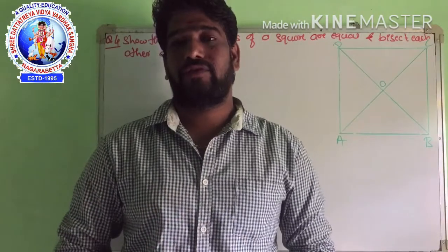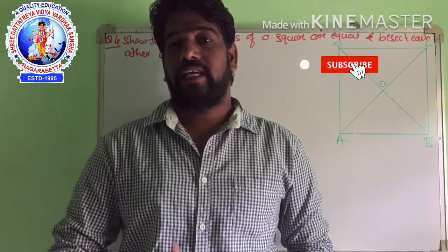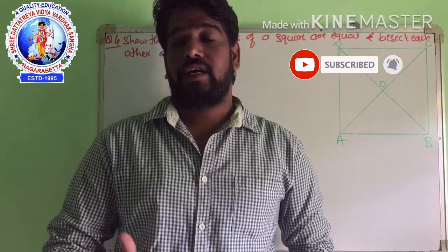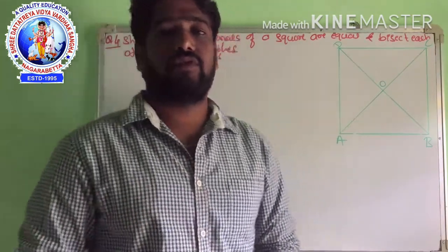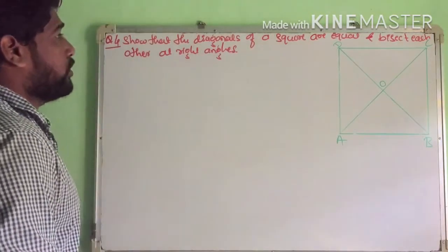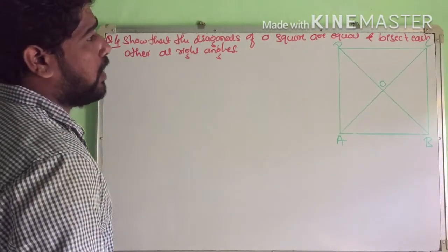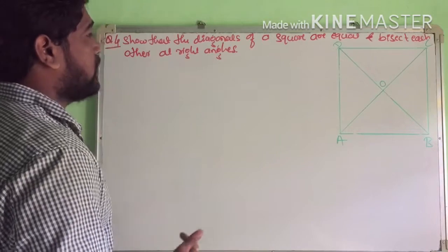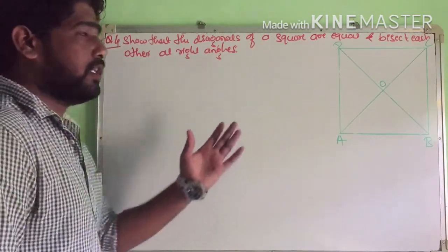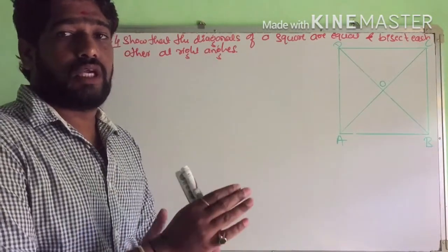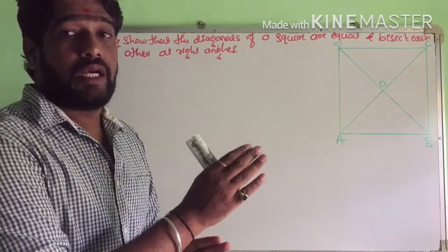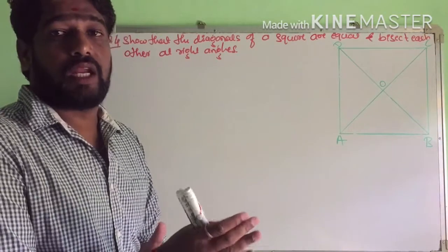So welcome back students. We are discussing quadrilaterals. In a previous section we discussed question number three, and in today's section I am going to discuss the fourth question. That is to show that the diagonals of a square are equal and bisect each other at a right angle. Here they have given one square and its diagonals. Using that, we want to show that the diagonals bisect each other at a right angle.